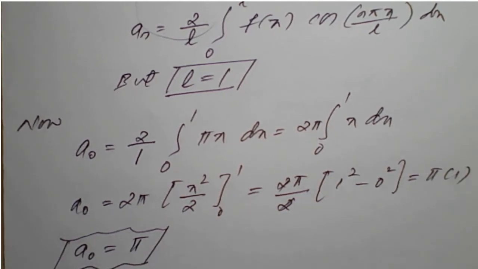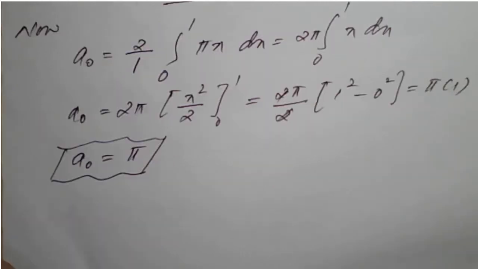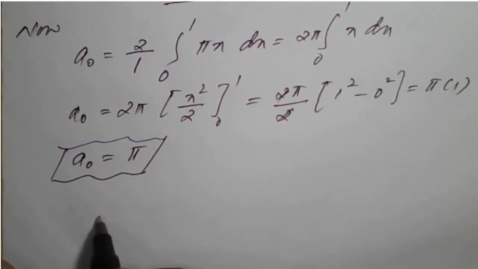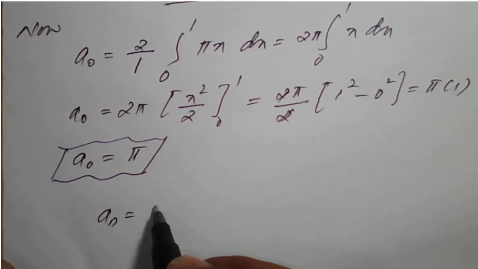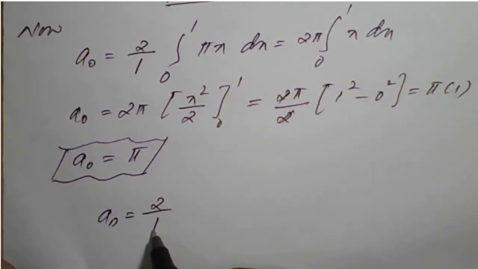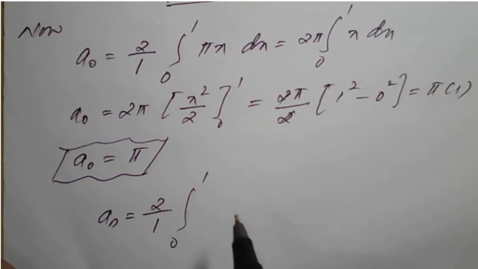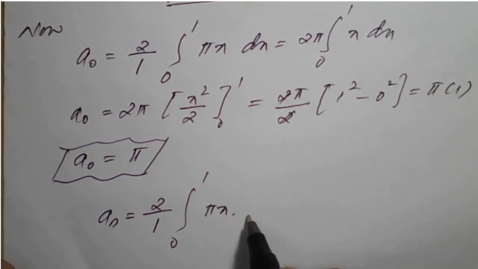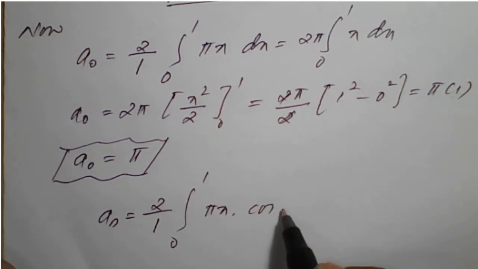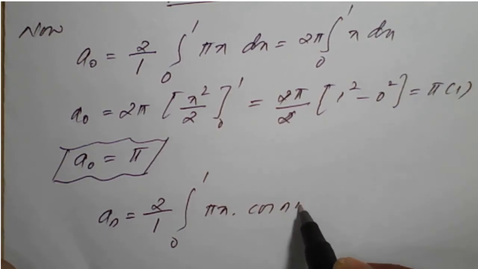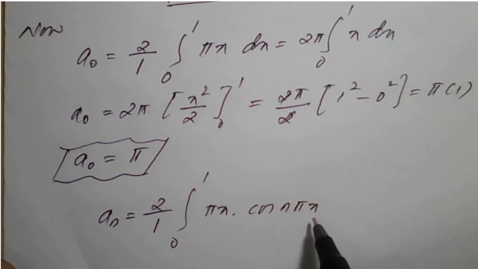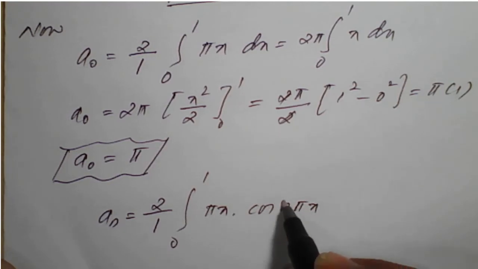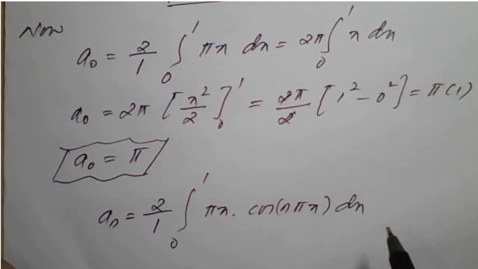So a naught value is how much here? We got pi. So now we'll work out for an. So an is equal to 2 upon L, the value is 1, 0 to 1. So f of x value is pi x into cos of n pi x upon L, and L is 1. So I will write only n pi x into dx.